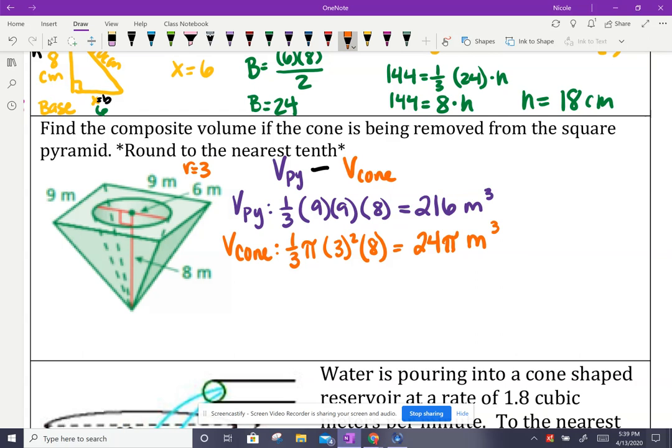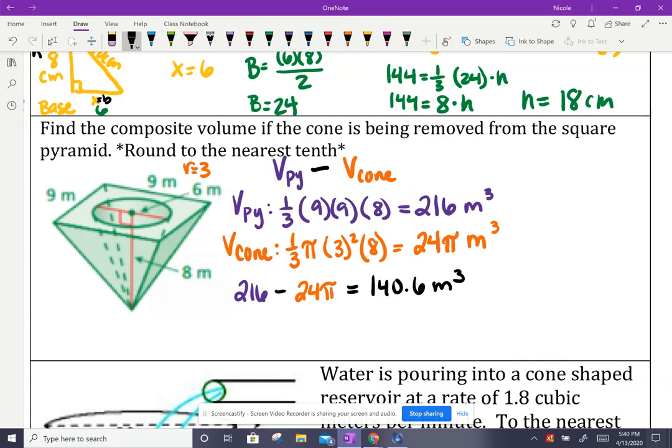And so now I just have to subtract these. I'm going to take my pyramid, 216, minus the cone, which is 24 pi, and we're going to round to the nearest tenth for my final answer. 216 minus 24 pi equals 140.6 meters cubed. Yep.